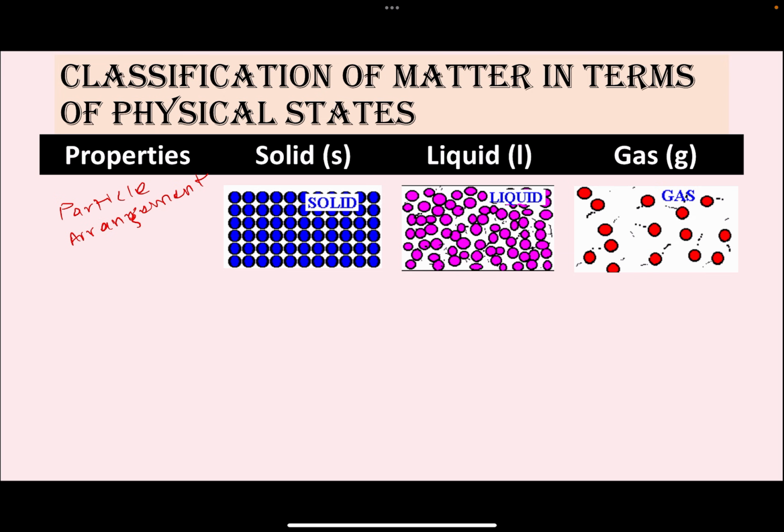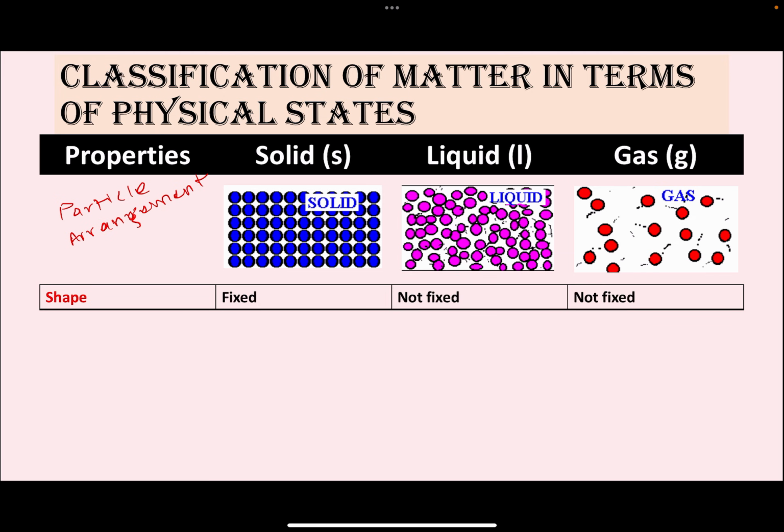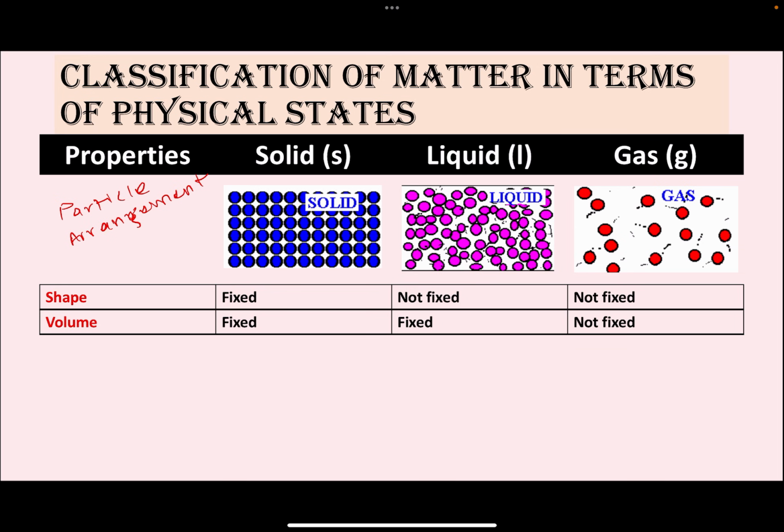So because of this particle arrangement, if you talk about the shape of solids, liquids, and gases, solids have a fixed shape, again, because particles are organized, they are packed together. Liquids have no fixed shape because particles can still move around, and then gases again have no fixed shape because particles can move around. For volume, solids have a fixed volume, once again because particles are packed together, so they occupy a specific amount of space.